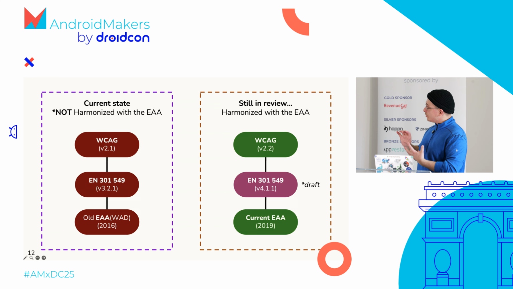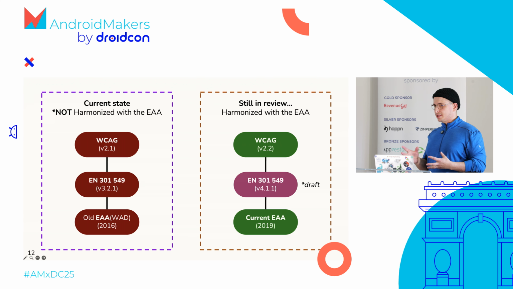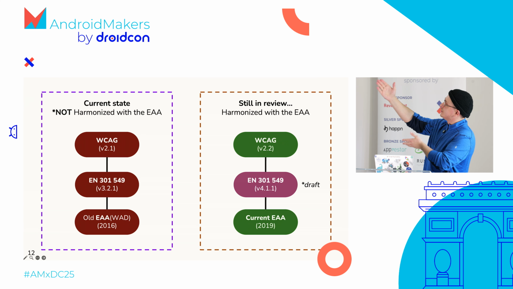And to oversee it all, we have the EAA. The EAA answers the question of why we have to be accessible and what exactly has to be accessible. Now comes the messy part, because this is the current state and you can see it's not harmonized with the EAA. What does it mean?